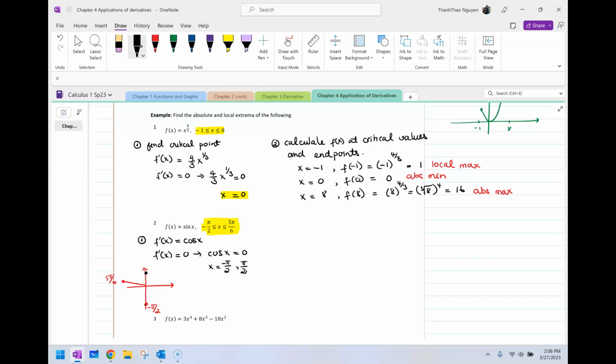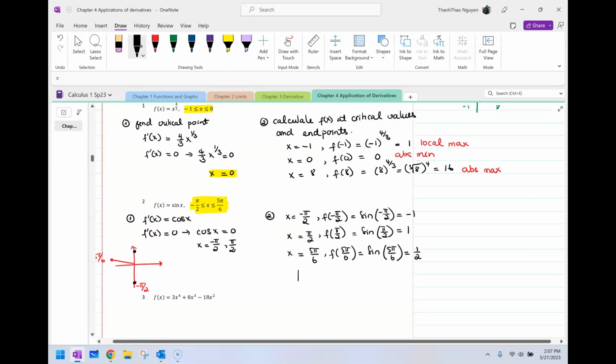So let's calculate f of x at the critical values. At x equal to negative pi over 2, f of negative pi over 2 equals sine of negative pi over 2, that is -1. At x equals pi over 2, f of pi over 2 equals sine of pi over 2, equal to 1. At x equals 5 pi over 6, f of 5 pi over 6 equals sine of 5 pi over 6, that equals 1/2.